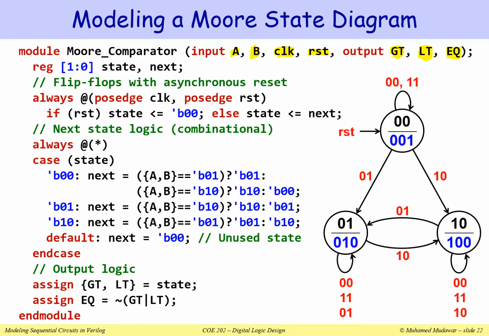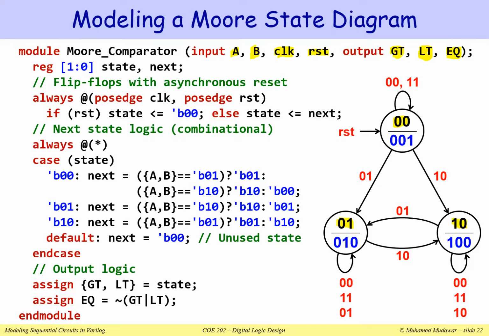Again, we have to define the present state and the next state. We have only 3 states, which are defined by 2 state bits: 0,0, 0,1, and 1,0. 0,0 indicates equality, 0,1 indicates less than, and 1,0 indicates greater than. It means that A is greater than B.